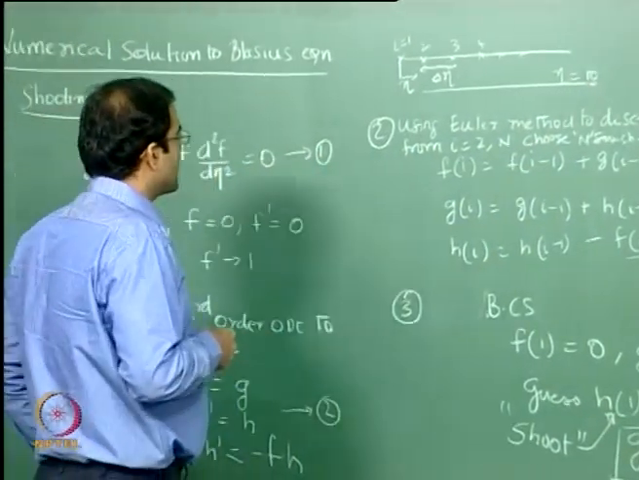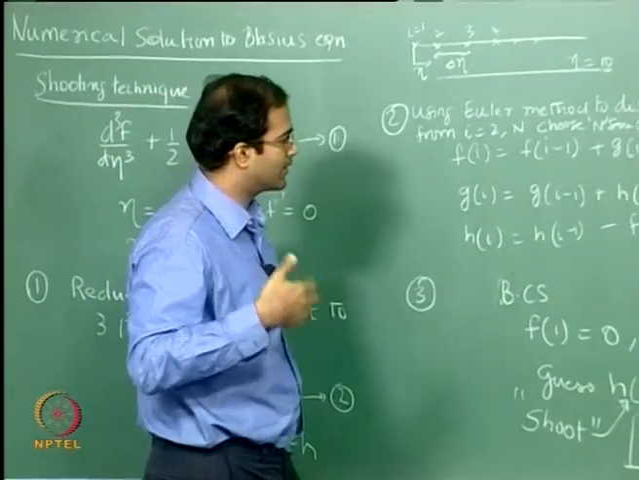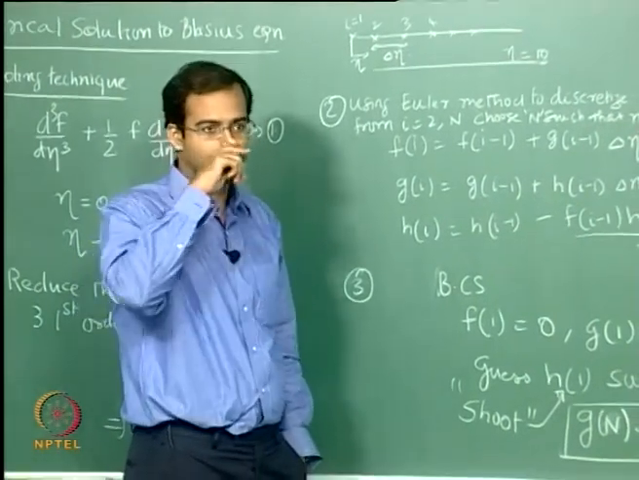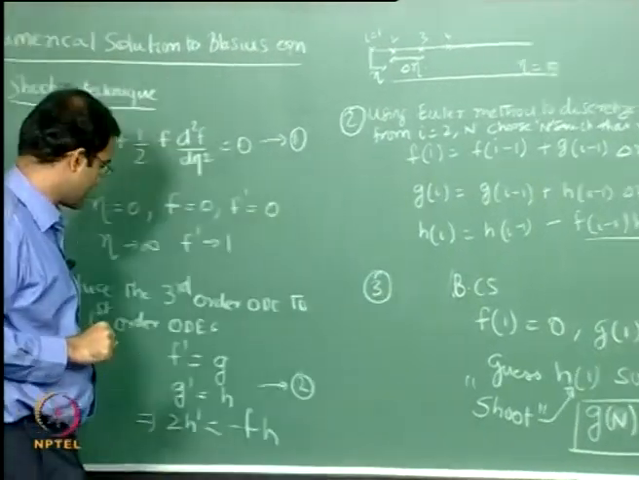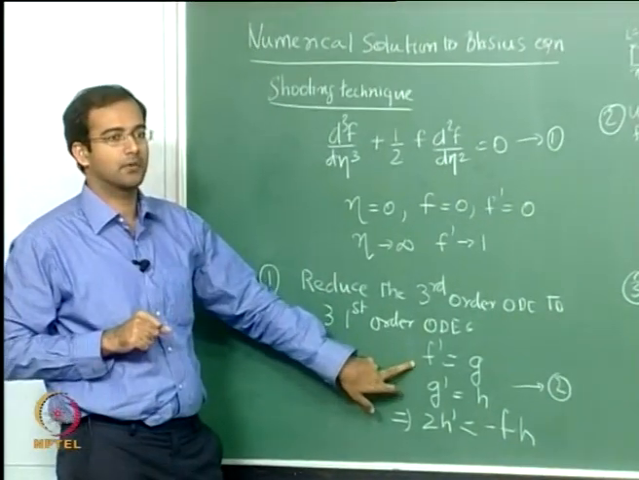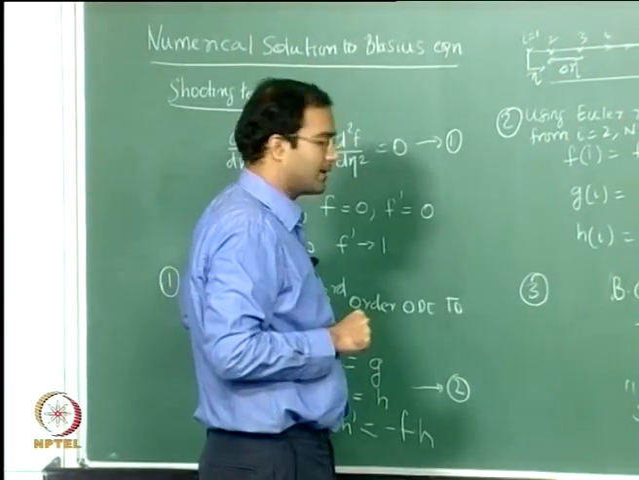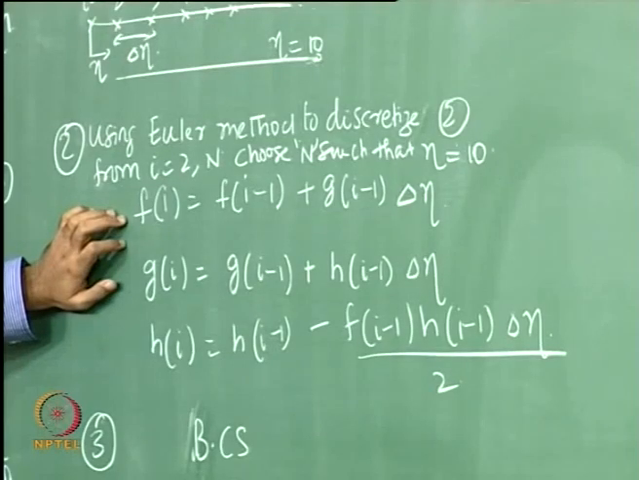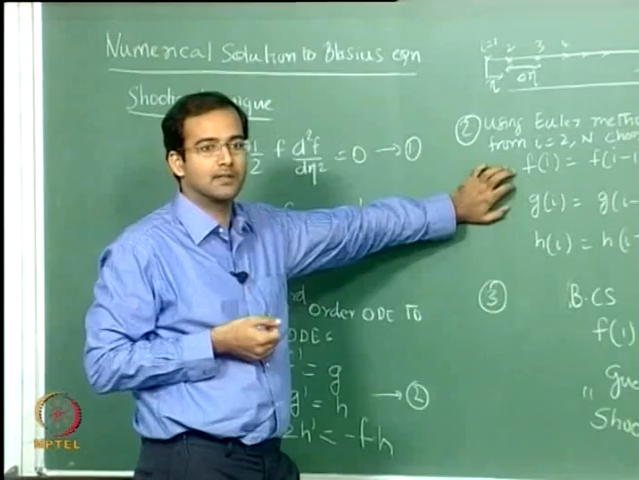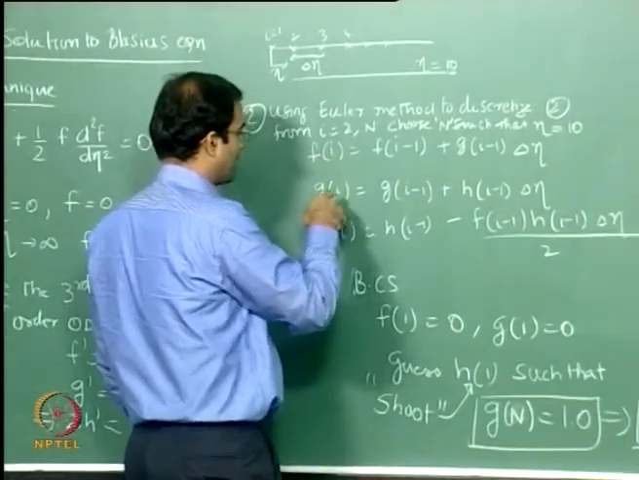Okay, so next what you have to do: if you want to go for higher order accuracy, you can use Runge-Kutta, but just to make it simple you can use the very first order Euler method. You can just discretize the ordinary differential equation based on the Euler method. Any derivative like df by d eta can be written as (f_i minus f_{i-1}) by d eta. That is a simple first order upwind difference. Then you can now express your f of i.